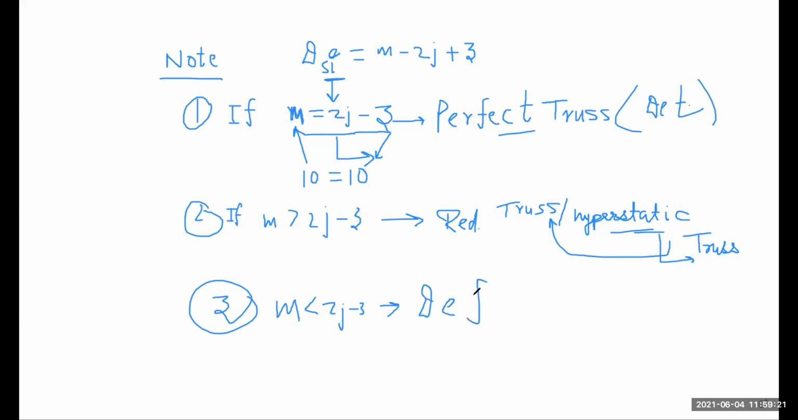These points are also important. These are deficient trusses. I will discuss all things, how we call it a deficient truss, a perfect truss, and a hyperstatic truss, in the next class. So don't worry. If m is equal to 2j minus 3, m is greater than 2j minus 3, and m is less than 2j minus 3: perfect, redundant, deficient truss.